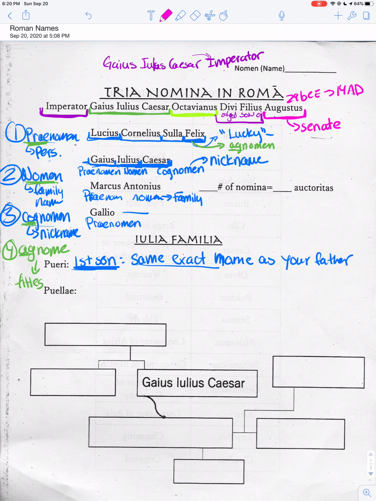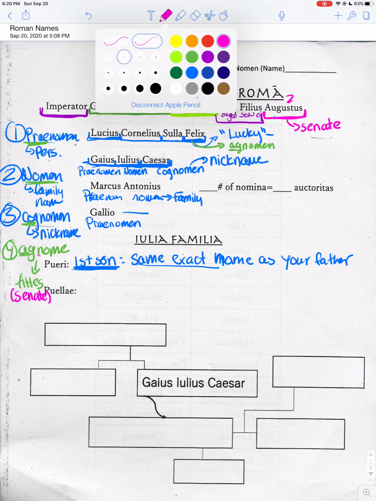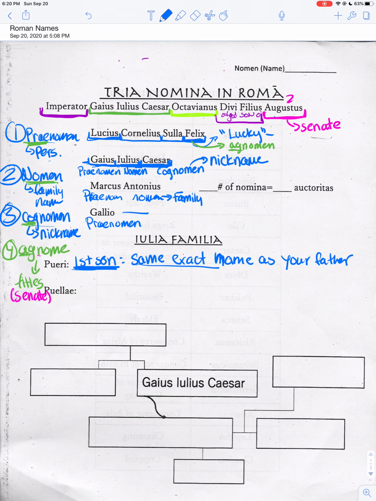But here we are. And so we have 4 different types of names. So we have the praenomen, the personal name, the nomen, the family name, the cognomen, the nickname, and the agnomen, which are titles that the Senate gives. So the Senate is the one who can give those. And so let's go down here to the bottom half of this, and let's see how people in their families actually did this.